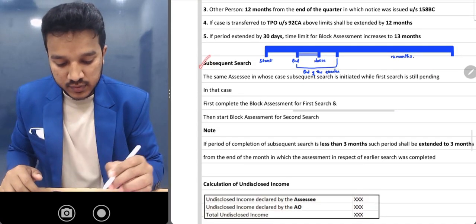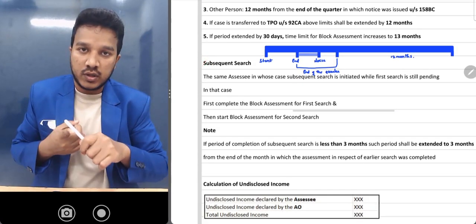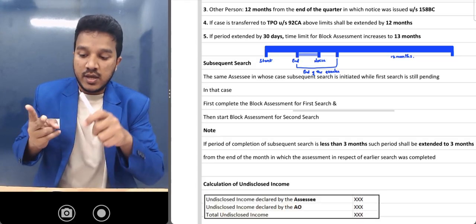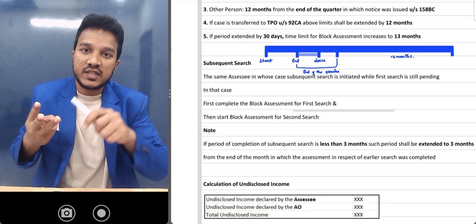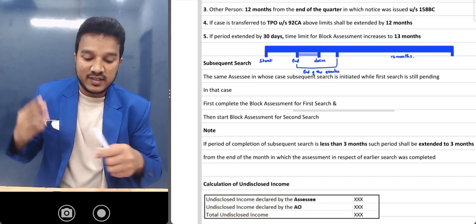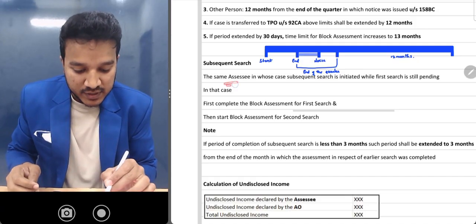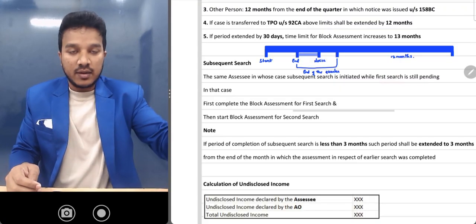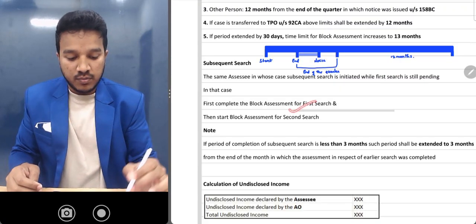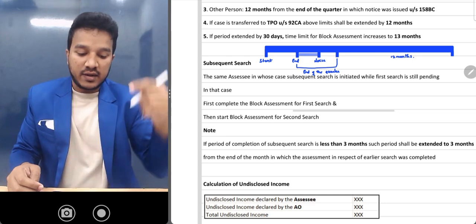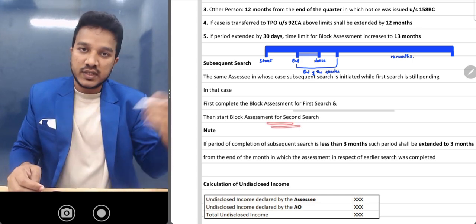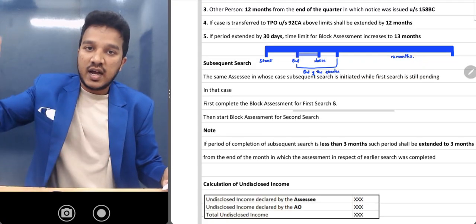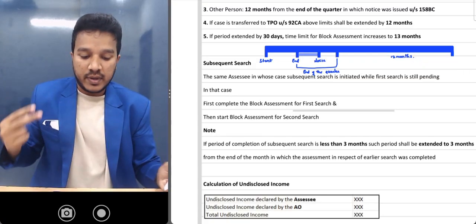Now subsequent search: already they are doing the block, already they have done the raid, they started the block assessment. Okay, before completion of this block assessment they have initiated a subsequent search. So in that case what happens? Same SSC in whose case subsequent search is initiated while the first search is still pending. In that case, first complete the block assessment of the first search, then after finishing that do the assessment of the second search.